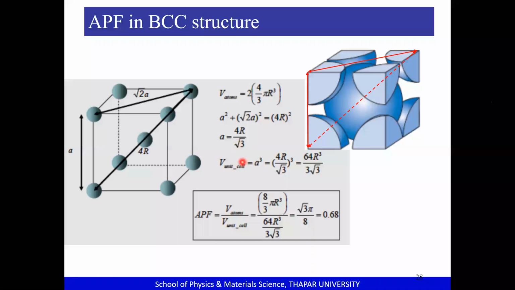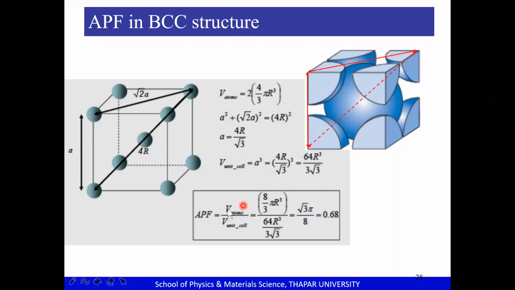Now we are defining the APF, which is the ratio of volume of the atoms to the volume of the unit cell. Your volume of the unit cell will still be the same because it's the cube, and volume of the unit cell is A cube. And if I substitute for A to be equal to 4r by under root 3, it comes out to be 64r cube upon 3 under root 3. This makes the volume of the unit cell.